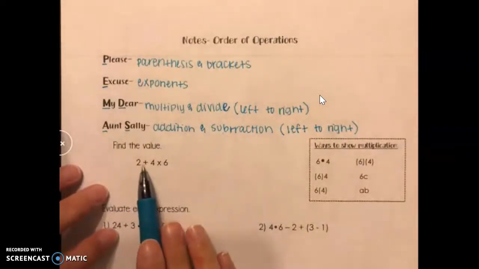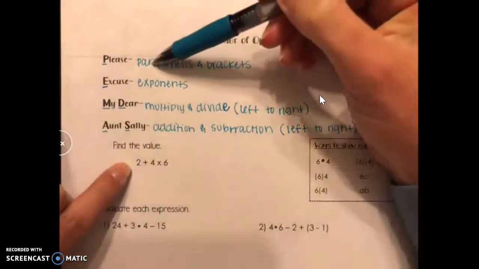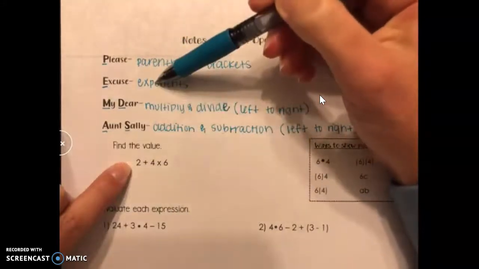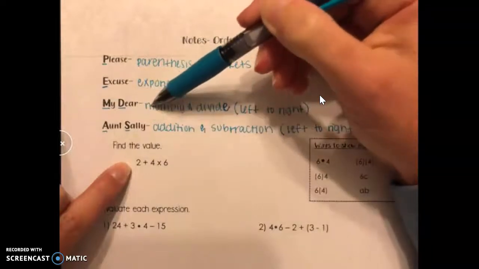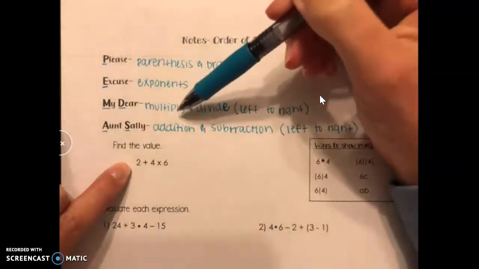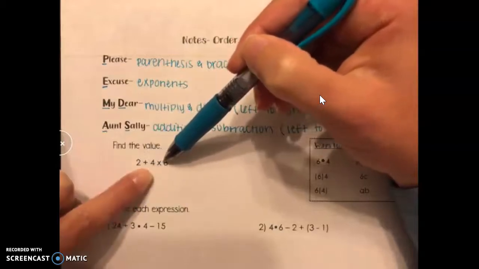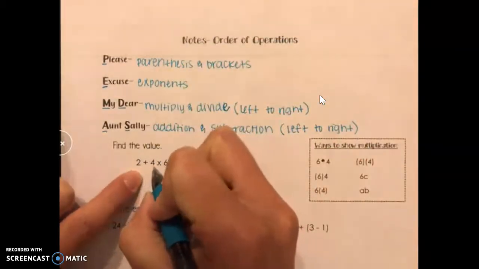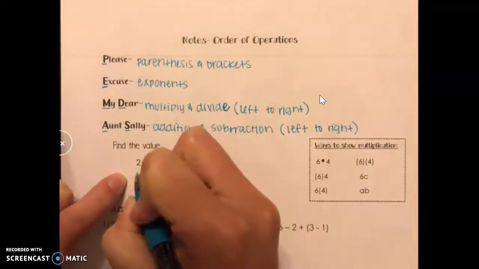So the first one says 2 plus 4 times 6. All right, so we know we're going to need to use order of operations, so let's go down our little checklist. Please, do we have any parentheses? No. Excuse is exponents. Do we have any exponents? No. My dear. So do we have any division or multiplication? Reading through left to right. Okay, I do have some multiplication. So we're going to solve for that first. So multiplication, 4 times 6 would give me 24. And then I'm going to bring down my 2.